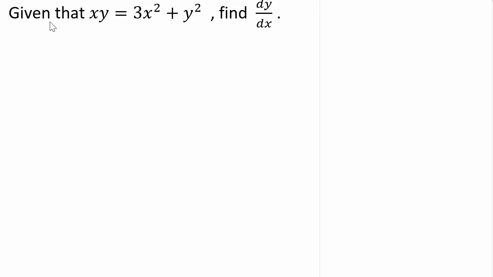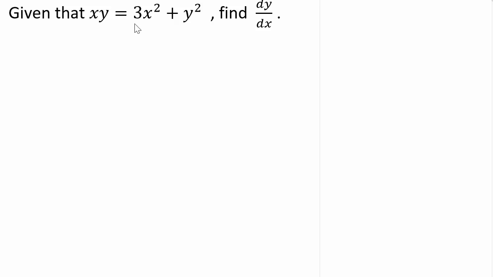In this question, we're given that xy is equal to 3x squared plus y squared. We're asked to find dy/dx. Okay, so as we observe this equation, we can see that it is an implicit equation.